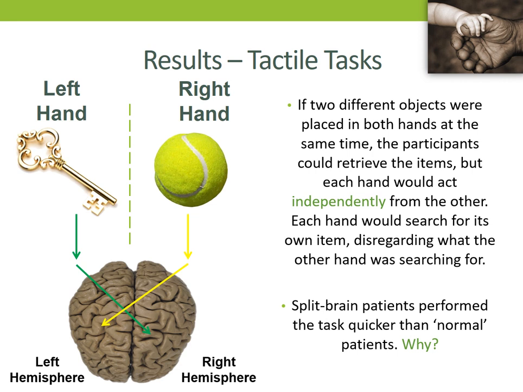Okay. Now this would actually mean that split brain patients perform this task quicker than a normal patient. So if your brain is intact, you often find that your hands end up working together. So you'd be thinking, right, I'm going to find the key, and then I'll find the key. All right, now I've got the key, now I'm going to find the ball. Whereas if your two hands are working independently from one another, you're going to find the object twice as fast.